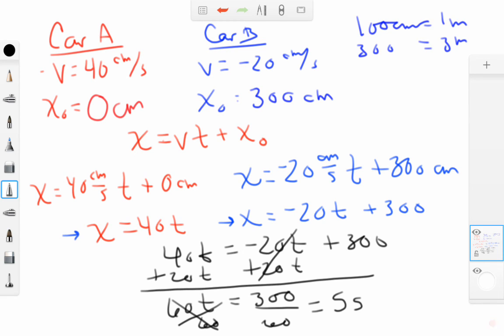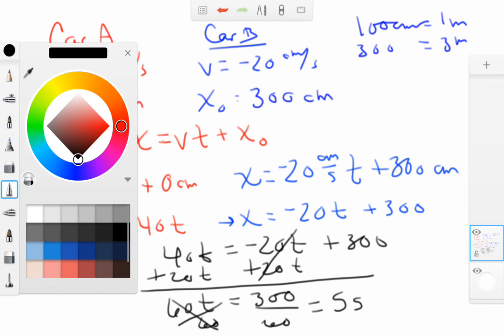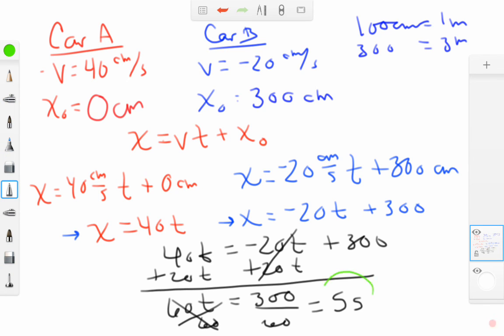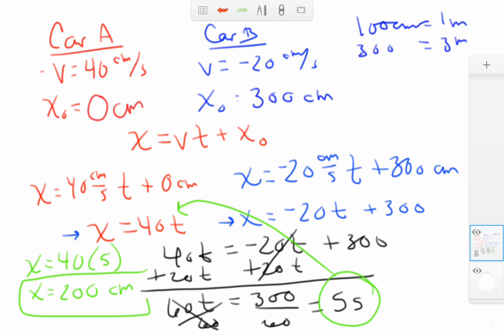I have one last part, which is to figure out the position where they will collide. Now that I have the time, I can take that and substitute it back into one of my original equations. So the position where they will collide will be equal to the speed of 40 times 5, or 200 centimeters. I now have the predicted time and the position of where the two cars will collide.